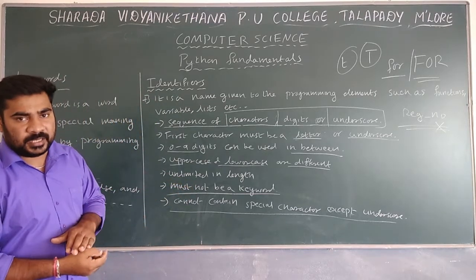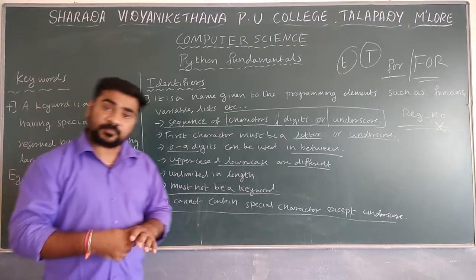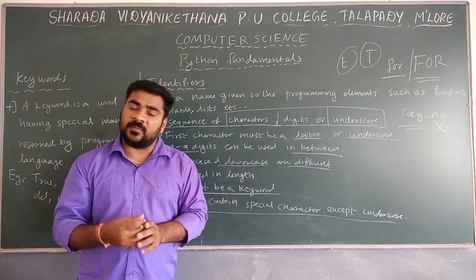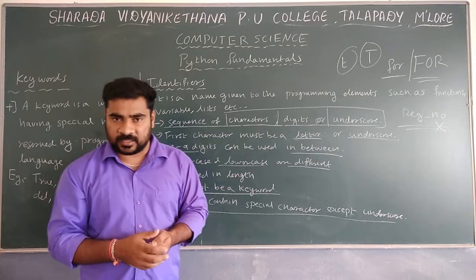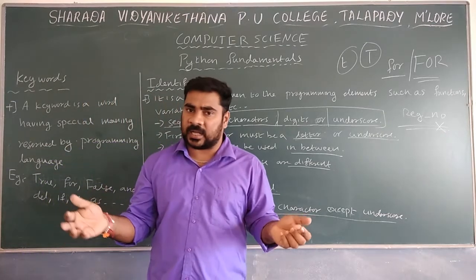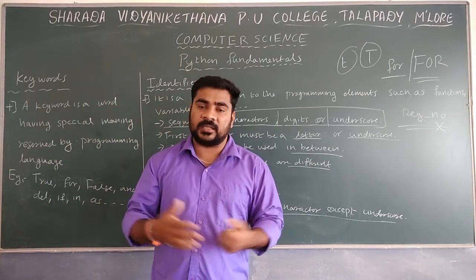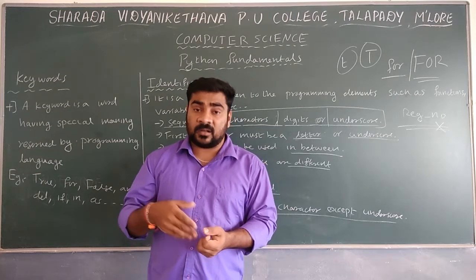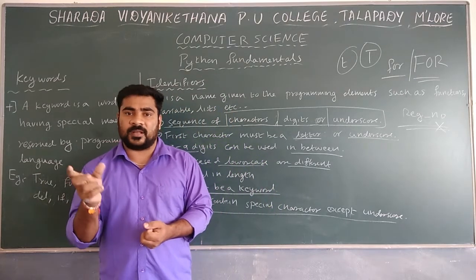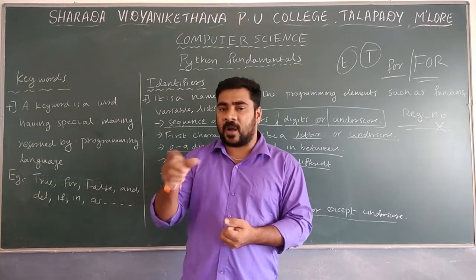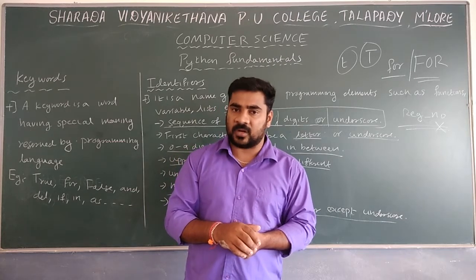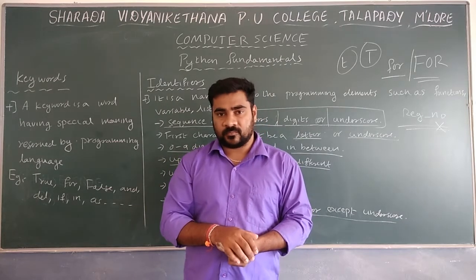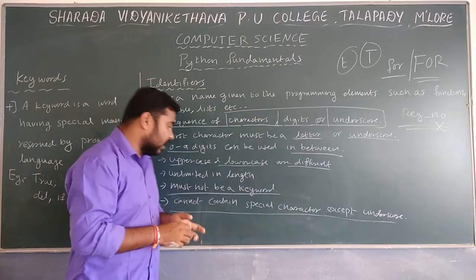Whenever you are going to provide a name to an identifier, it can be unlimited in length. There is no length limit. For example, you can give 10 characters, 100 characters, 200 characters. The character length is not defined here. But it is better to give appropriate names, for example 8 or 9 characters, for the programming element. That will be the best, because then you can easily understand the concept.